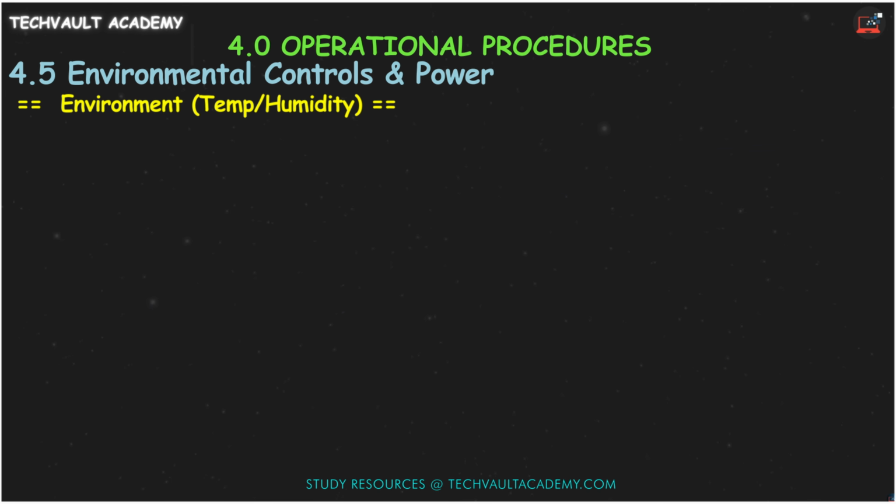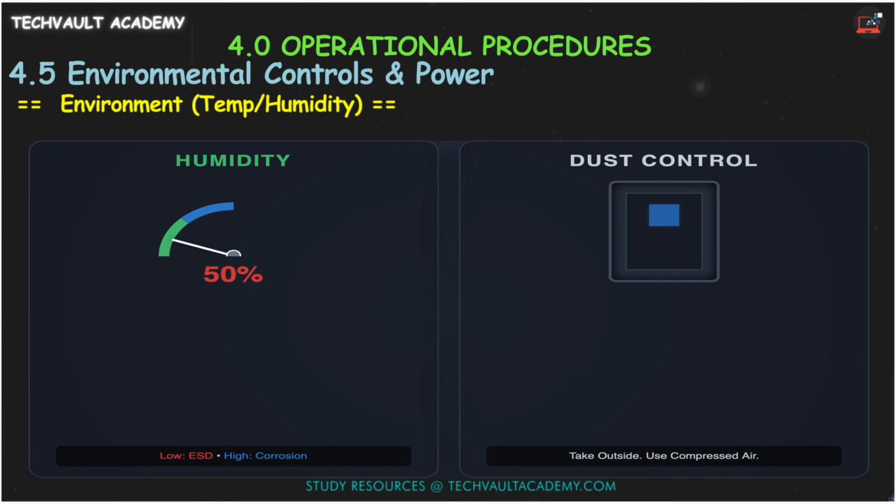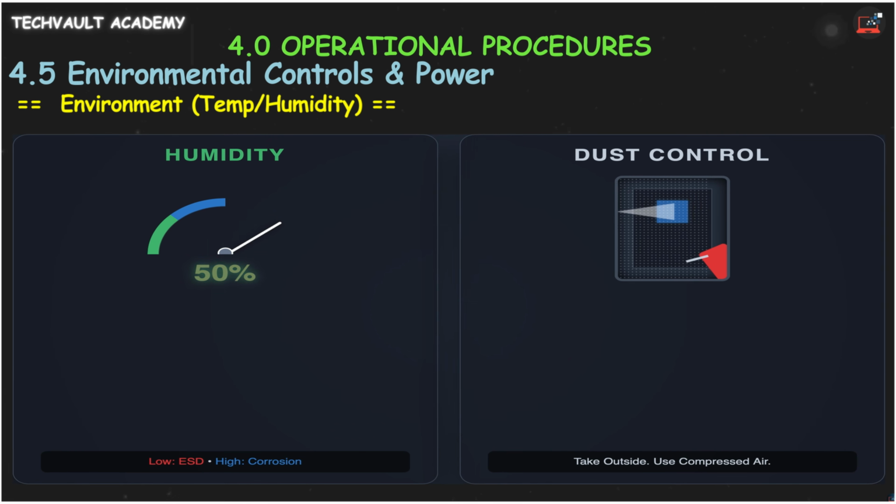Next, we have environmental controls. Computers generate heat, so temperature control is obvious. But humidity is a balancing act. Too low and you risk static shock. Too high and you risk condensation or corrosion. The target Goldilocks zone is around 50% humidity.